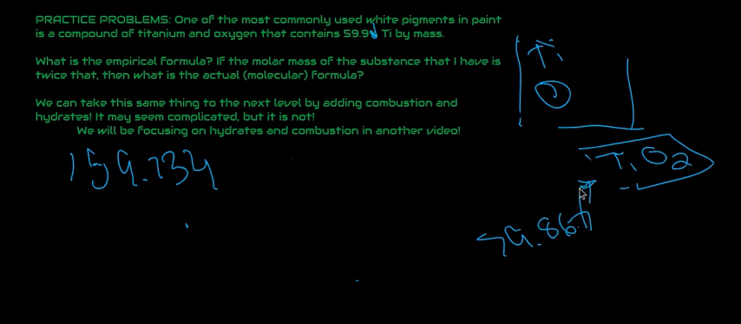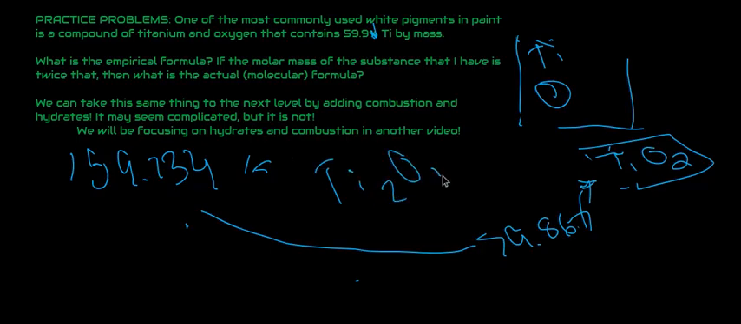This is where molecular formula comes in. What can you notice about these two numbers and their relationship? Think about it for a second. If you said that this number is just double this number, you were right. Only thing you would do here is, if this is double, then you would just double that. Ti2O4. And then if you solve for that molar mass, 16 times 4 plus 47.867 times 2, you get 159.734. And that is the molecular formula.